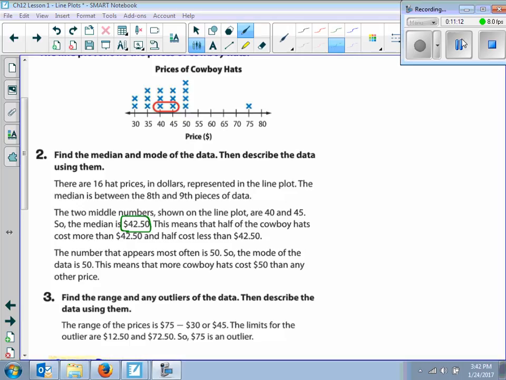The extremes, right? It's the upper extreme and the lower extreme. So we have 75 minus 30, that gives me 45. That is the range of the prices. The limits for the outlier are $12.50 and $72.50. So if we have data that's beyond those limits, then we have an outlier. And up here, you can see 75 is more than $72.50, so 75 is an outlier.